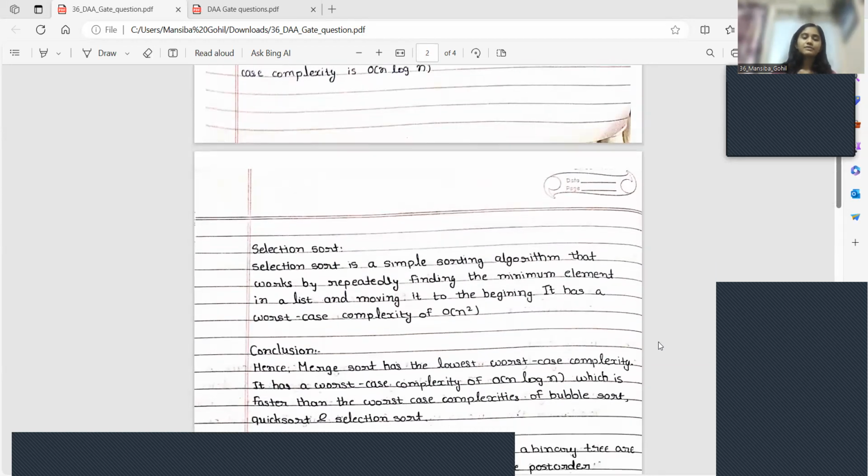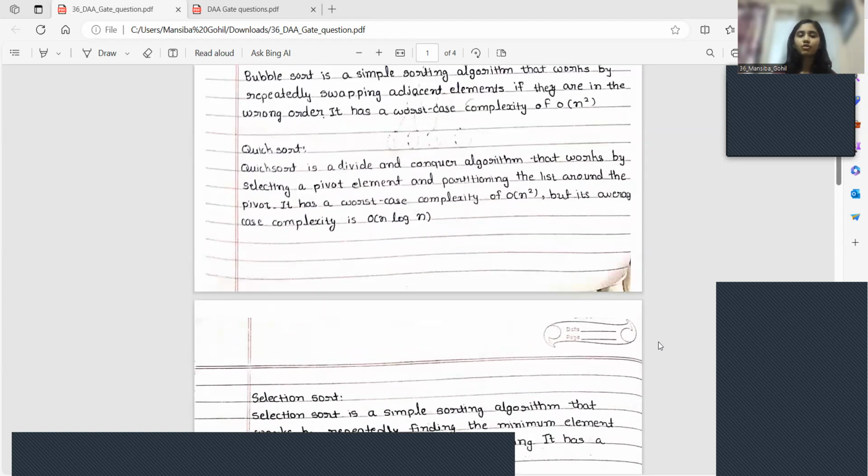Coming to selection sort, it is a simple sorting algorithm that works by repeatedly finding the minimum element in a list and moving it to the beginning. It has a worst case complexity of O(n^2). So as we compare the worst case of each of these complexities, we come to know that the lowest one is of merge sort.